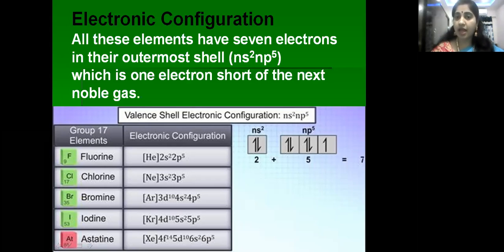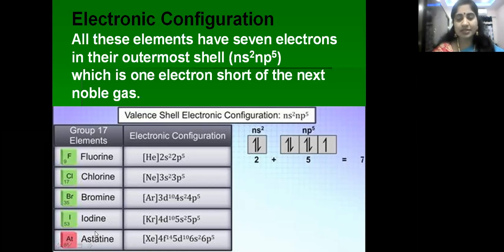That's why these are highly reactive. They gain 1 electron and they get stability. All these elements have 7 electrons in their outermost shell, that's why they are kept in 17 group, right children? For example, fluorine's atomic number is 9, chlorine 17, bromine 35, and iodine 53. If you add 8, 18, 18, 32, you will get the atomic numbers of the remaining elements. If you know the atomic number of the first element, you can get the atomic numbers of all the remaining elements.